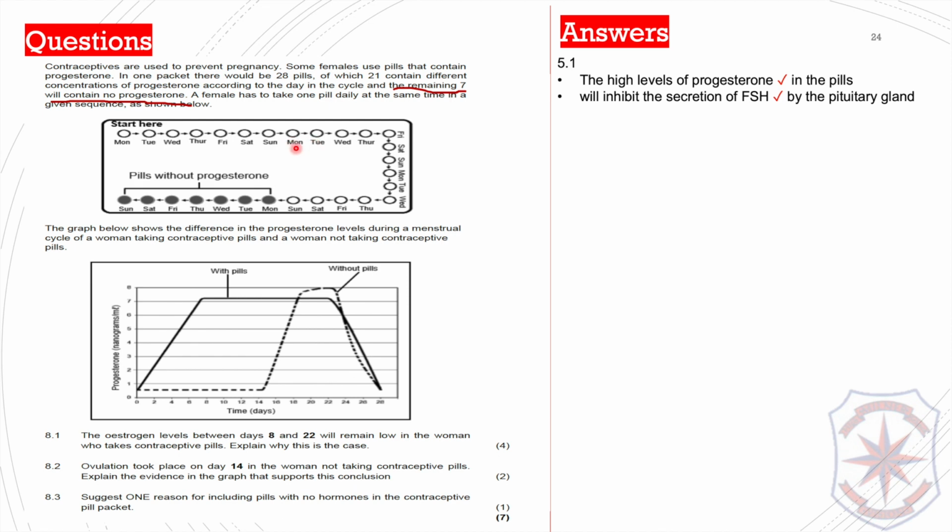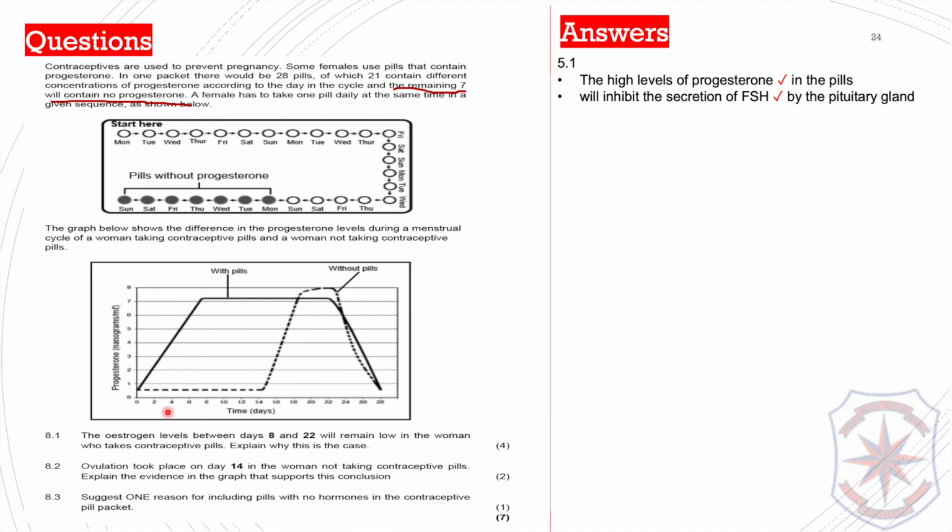Monday, Tuesday, Wednesday, Thursday, Friday, Saturday, Sunday, day 14. Then another 7 days. Then the last 7 days are pills without progesterone. Okay? The graph below shows the difference in the progesterone levels during a menstrual cycle of a woman taking contraceptive pills and a woman not taking contraceptive pills.